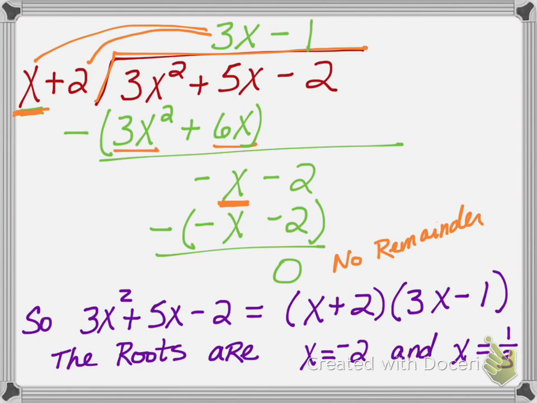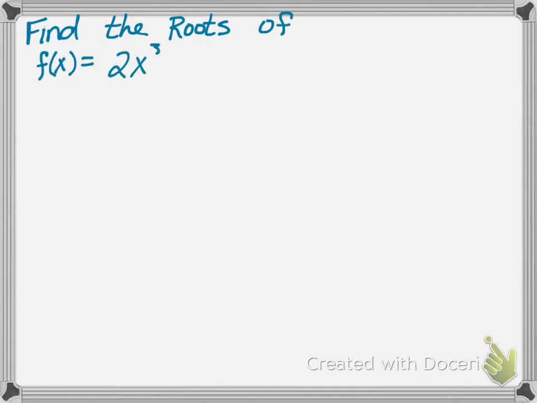Now, this was a degree 2 polynomial, so we could have just used the quadratic formula to begin with, but I wanted to show how we use the rational root theorem before I do a little bit larger example. Let's find the roots of the function f of x equals 2x cubed minus 9x squared plus 2x plus 1.